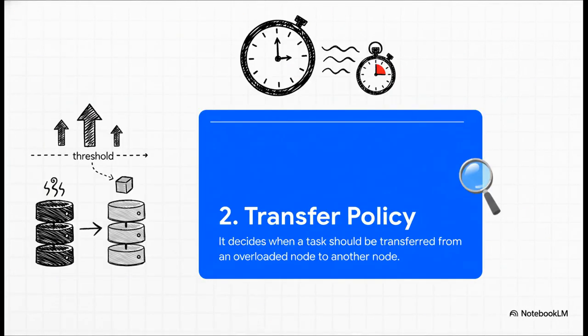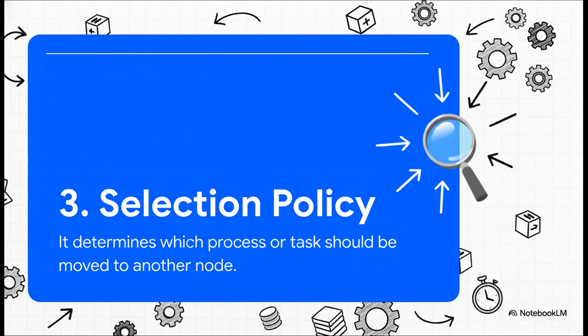Next, you have the transfer policy. This one is the trigger. It decides when it's time to actually move a task. It basically sets a threshold. So if a node's workload goes above a certain point, this policy says, okay, we're officially overloaded, time to make a move. So we know a node is overloaded and it's time to transfer something.